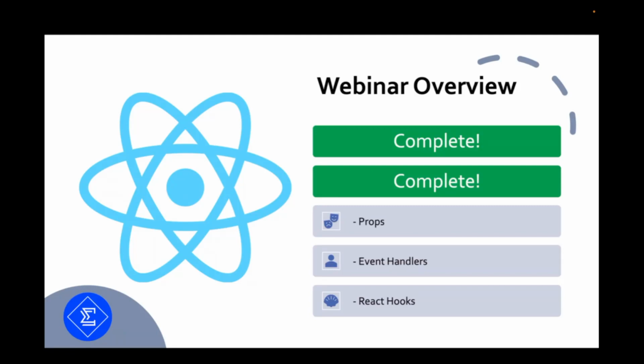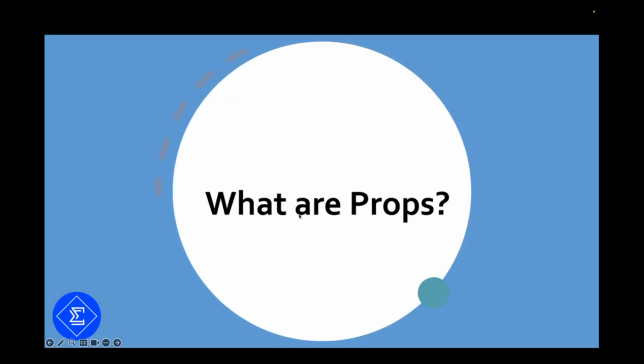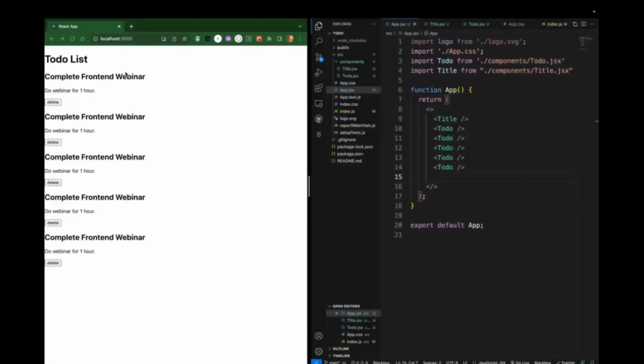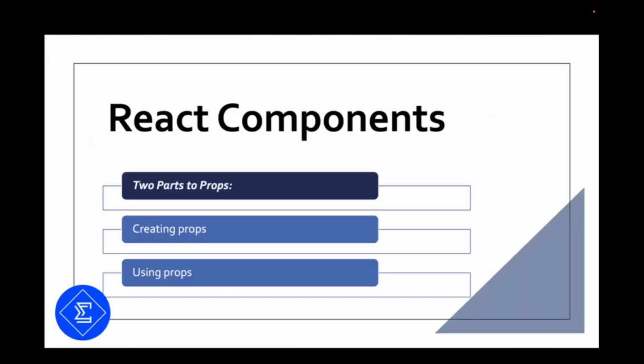So now that we've done that, we're going to go back. And boom, we have just completed 2 parts already of our webinar overview. We've done the introduction and we've done, sorry, we've done components. Now we're going to go on to props, which is right here. So what are props? Props make components dynamic. You know how in here it's all the exact same thing every single time? You're probably wondering, how can I change what's in there each time? And we are going to work on that right now.